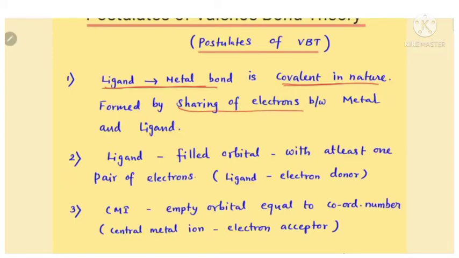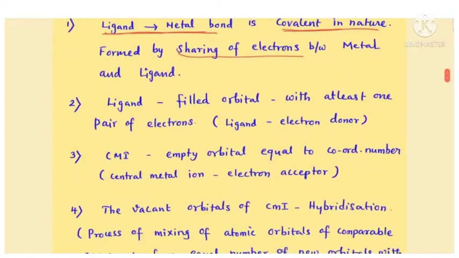Point number 2, ligand possesses filled orbital. Because the ligand, being an electron donor, is supposed to have electrons to donate to the central metal ion, isn't it? Which means that the ligand has filled orbitals with at least one pair of electrons, which is to be donated to the central metal ion. So that is the second postulate. Ligand must possess filled orbital with at least one pair of electrons because the ligand is behaving as an electron donor, and donates electrons to the central metal ion.